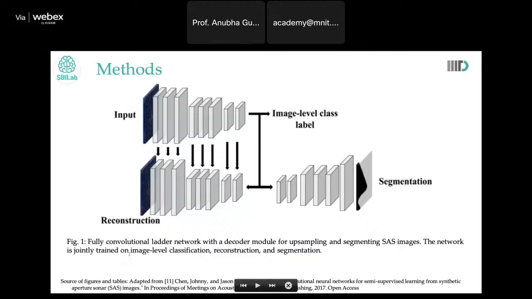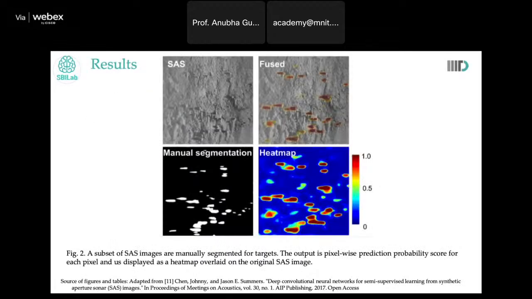So the network is jointly trained on image level classification, reconstruction, and segmentation, because class labels you're extracting here, you can put a small layer here and then do the classification, here reconstruction, here segmentation. All three losses are together used for training the network.